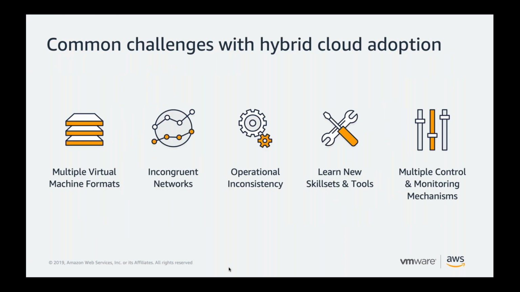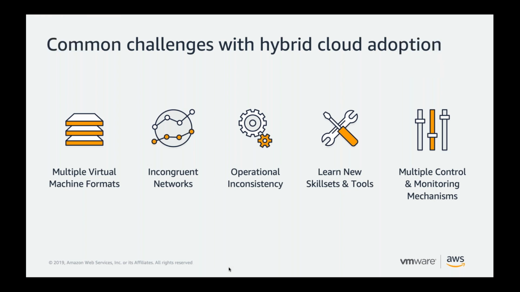Some of the common challenges that we tend to see with hybrid cloud adoption come down to dealing with multiple virtual machine formats. Maybe you have incongruent networks as far as the networks you have on premises versus the networks that you have in VMware Cloud on AWS or in your cloud deployment. And then operational inconsistency. What you do on premises might be different than what you do in the cloud. Having to learn new skills and tools depending on what you do in the cloud versus what you do on premises. And then also having multiple control and monitoring mechanisms versus what you do on premises versus what you do in the cloud. So we're looking to eliminate these common challenges.